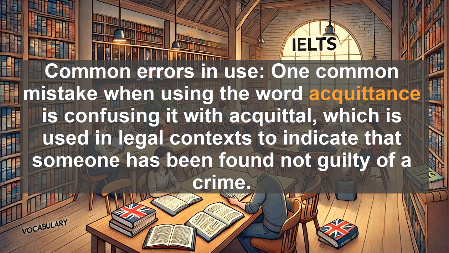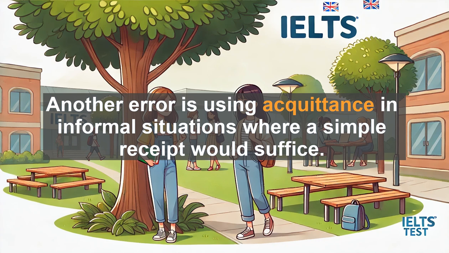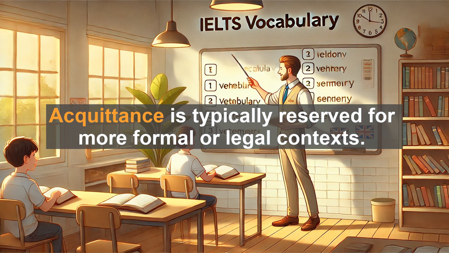Common errors in use. One common mistake when using the word acquittance is confusing it with acquittal, which is used in a legal context to indicate that someone has been found not guilty of a crime. Another error is using acquittance in informal situations where a simple receipt would suffice. Acquittance is typically reserved for more formal or legal contexts.